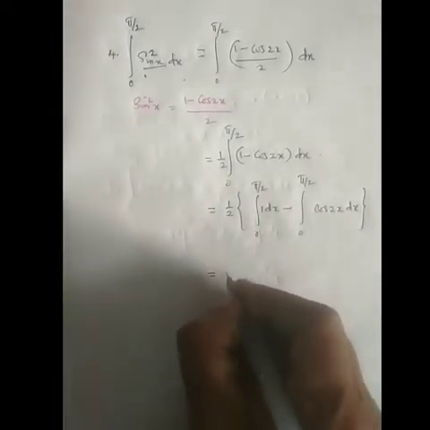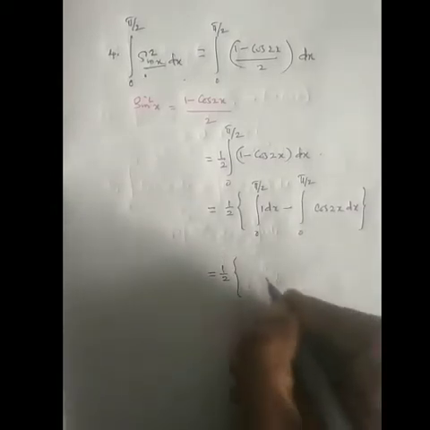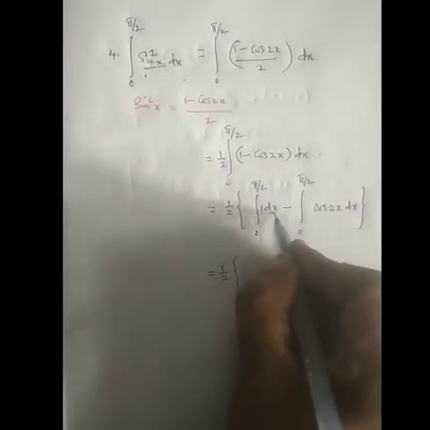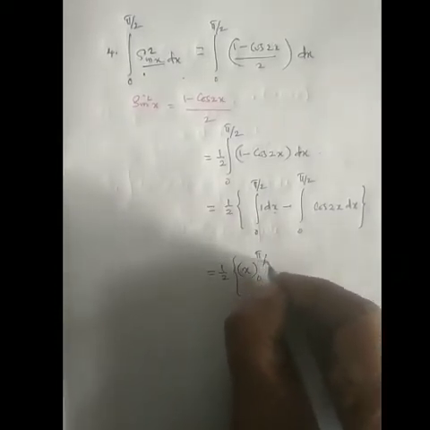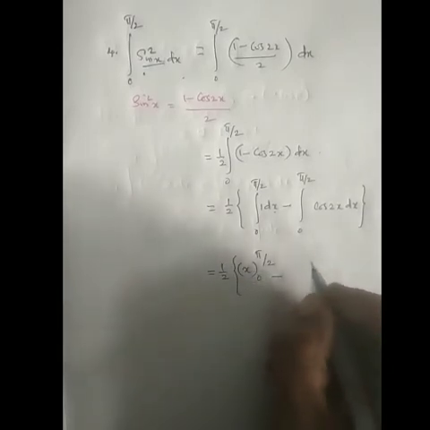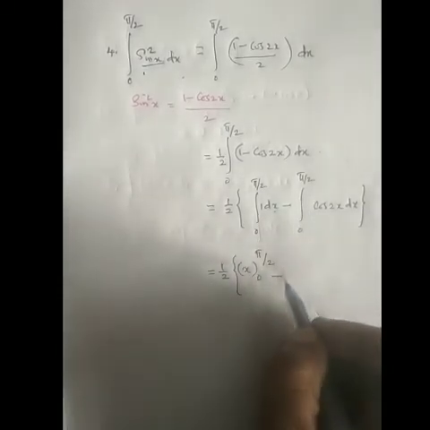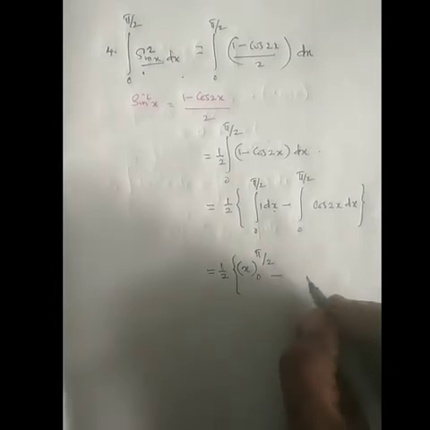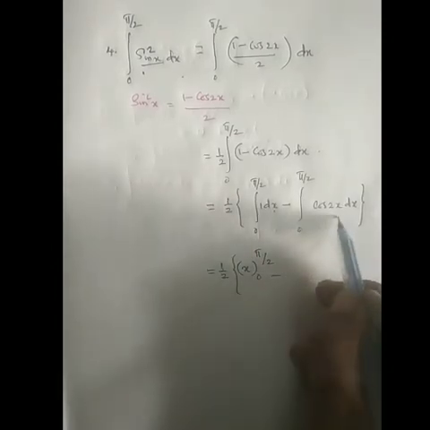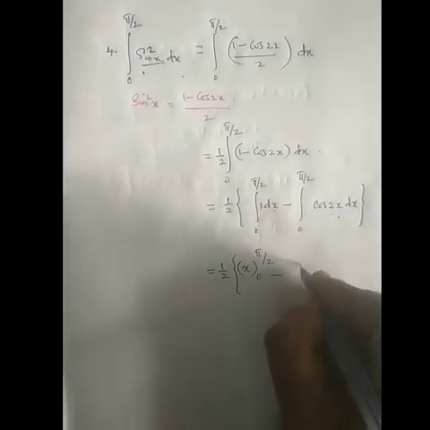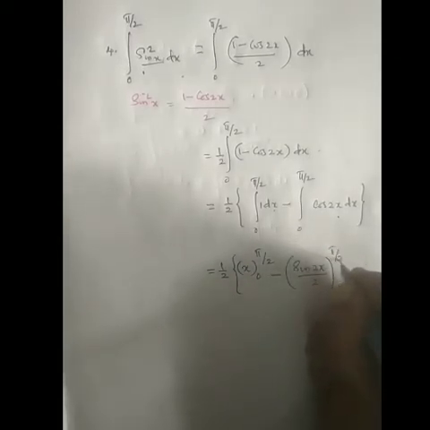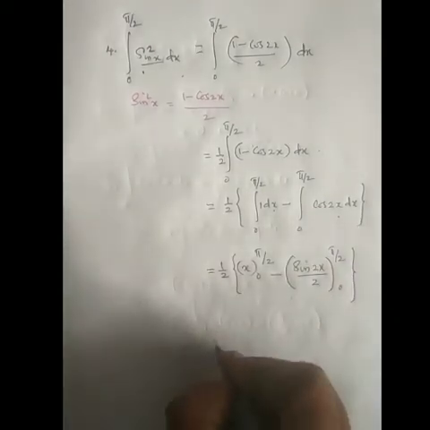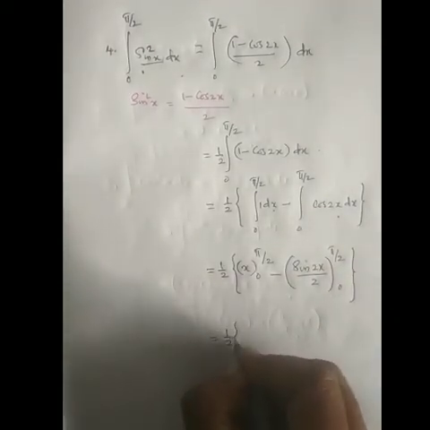It's equal to 1 by 2 into integral of 1 dx. Integral of 1 dx is x from the limits 0 to pi by 2, minus integral 0 to pi by 2 cos 2x dx. What is integral of cos 2x? Integral of cos 2x is sin 2x by 2 from the limits 0 to pi by 2. Okay. So it's equal to 1 by 2 into, then give the limits.